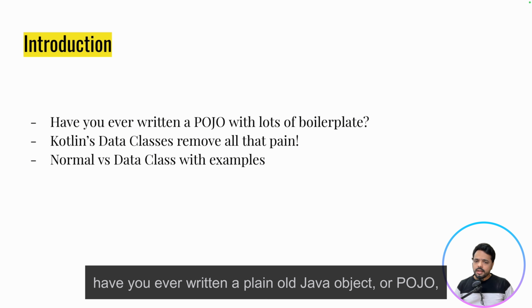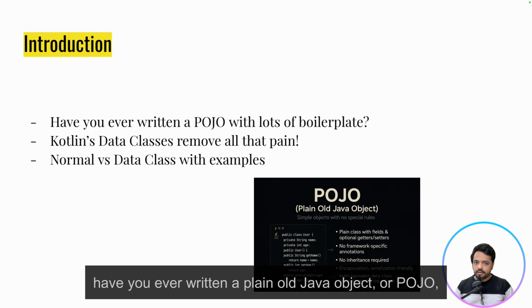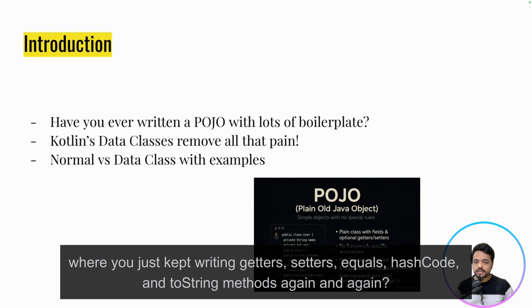Today we'll break down an important Kotlin concept, the difference between normal class and data class. Now let me ask you this, have you ever written a plain old Java object or POJO where you just kept writing getters, setters, equals, hashCode and toString methods again and again?